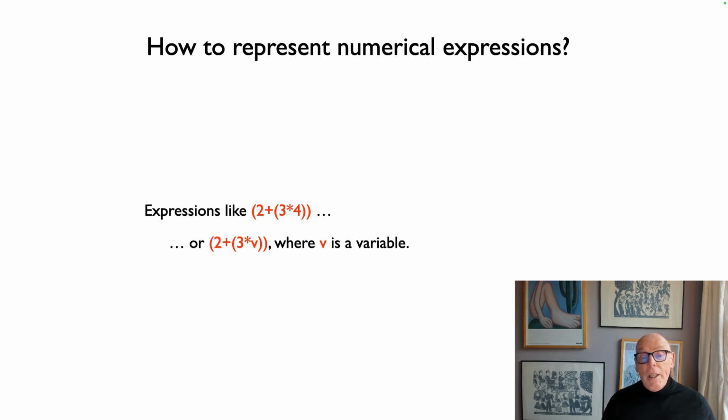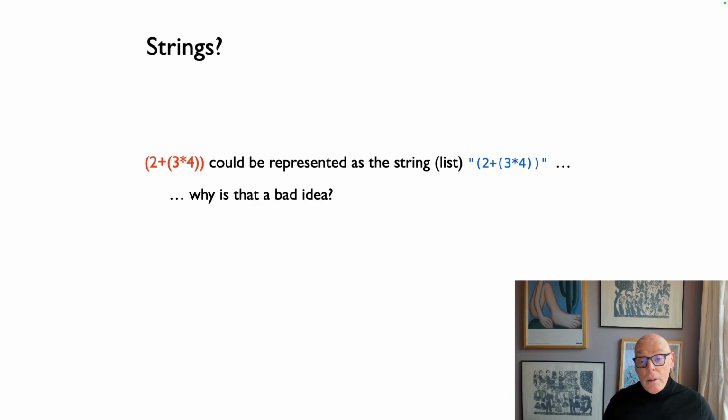There are lots of different ways we might represent these things inside a computer. And one answer would be to say, well, we could represent them as a string. We could represent 2 plus 3 times 4 as the string: open parenthesis, 2 plus, open parenthesis, 3 times 4, close parenthesis, close parenthesis. So it's one character after another. Why do you think that's a bad idea? You might like to stop here and think about that for a bit.